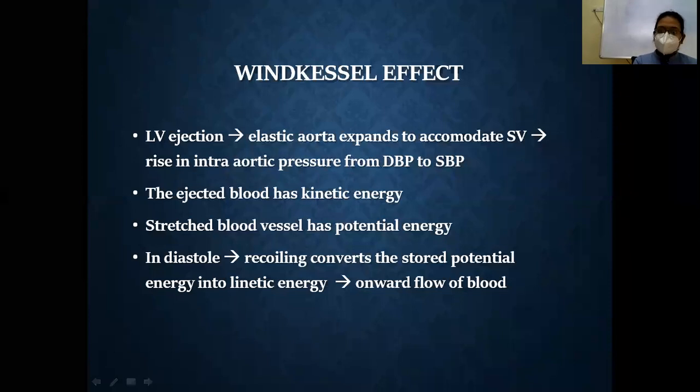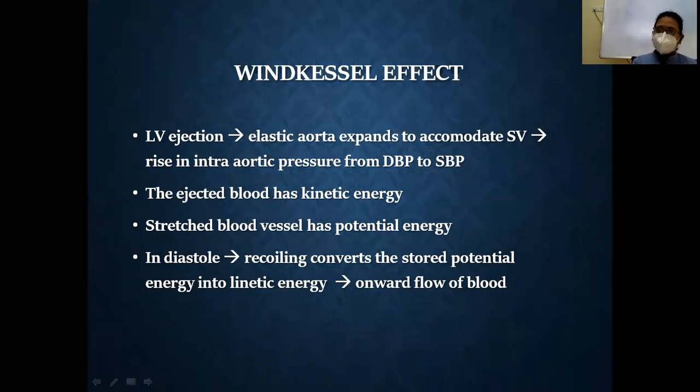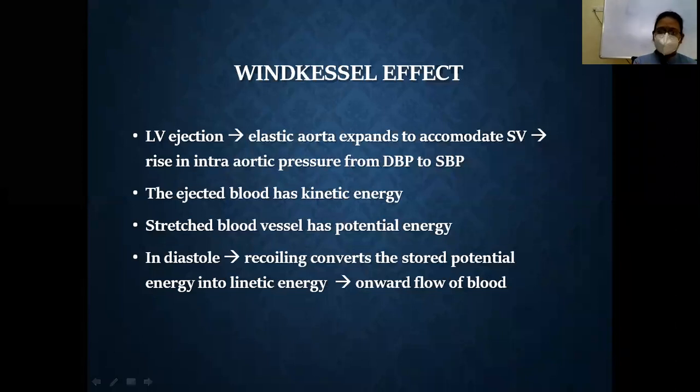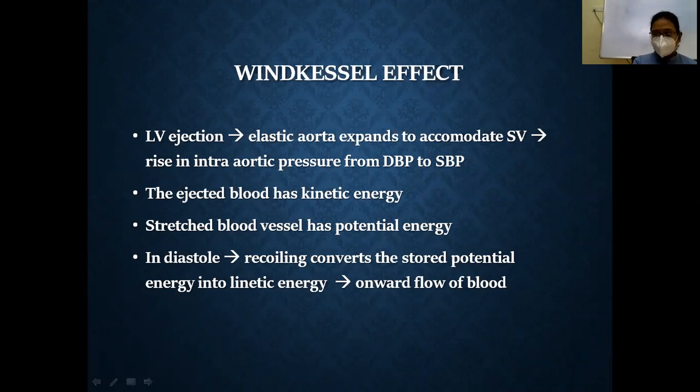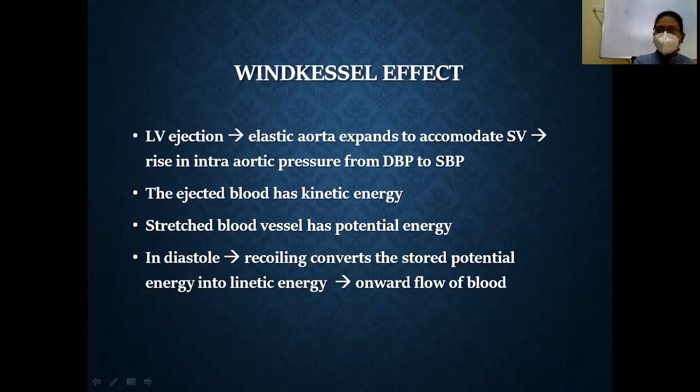This is the amount of blood which is ejected during each systole. So with each contraction, that much amount of blood gets first accommodated within the elastic aorta because of its capacity to expand. So what is going to happen? Because so much blood is entering into a small area, the diastolic blood pressure would increase up to the systolic blood pressure.